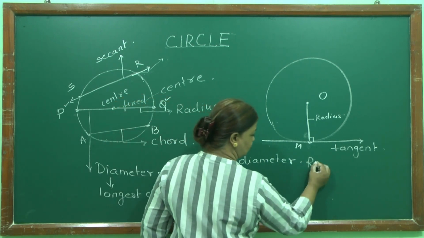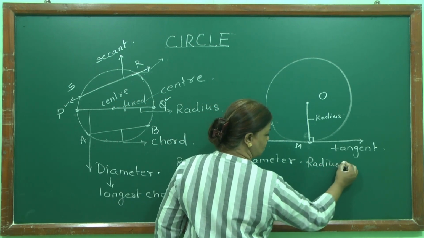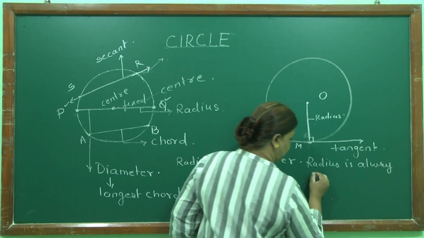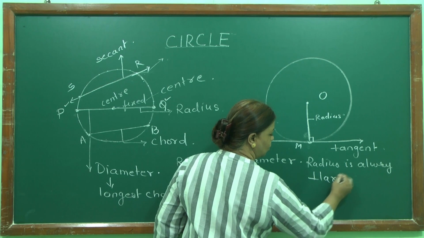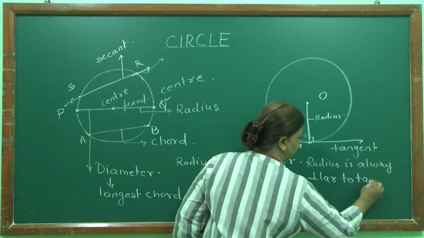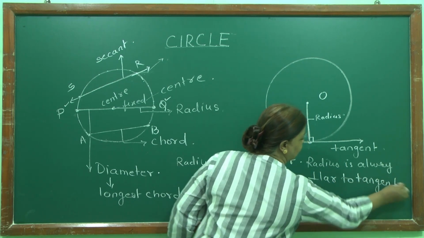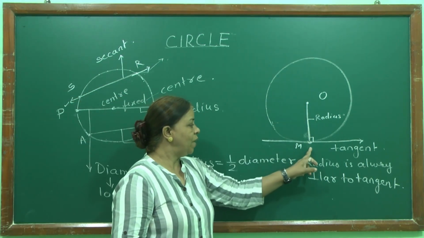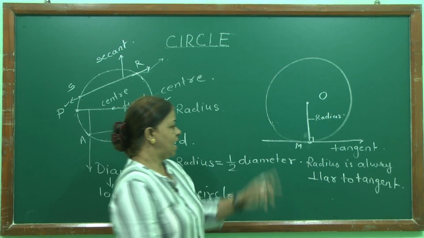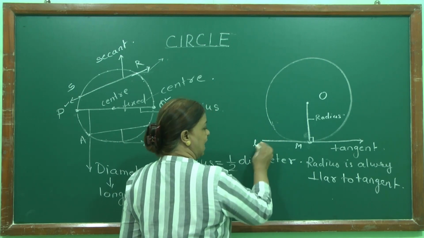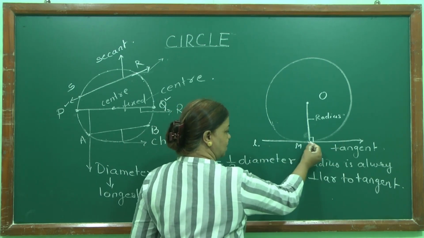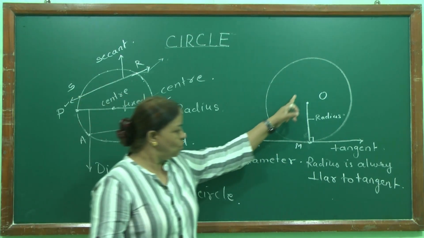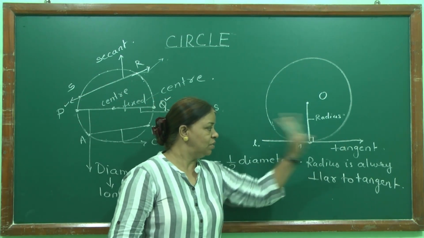Radius is always perpendicular to tangent. OM is a radius and L is the tangent which is touching the circle at point M. So OM is perpendicular to tangent.